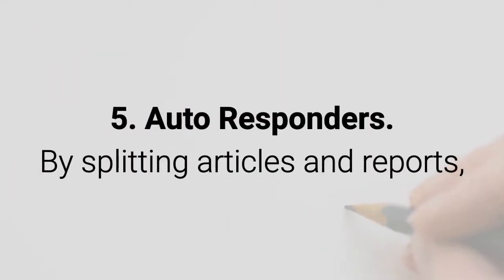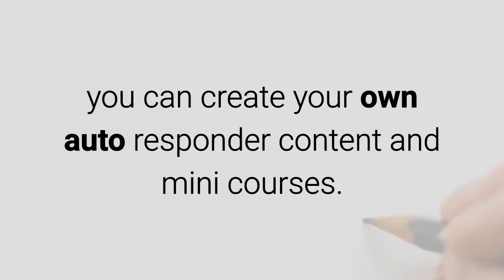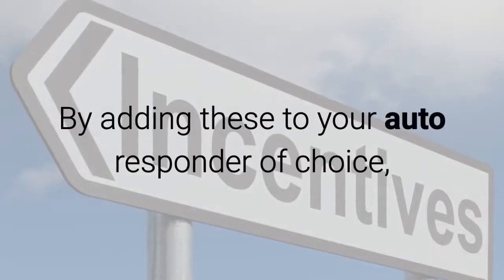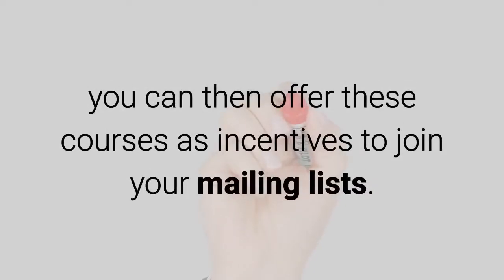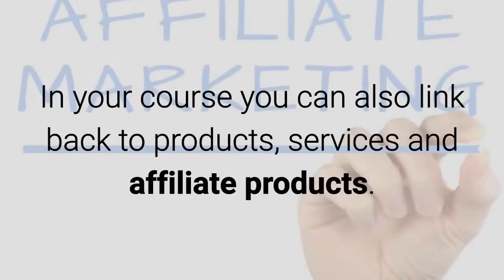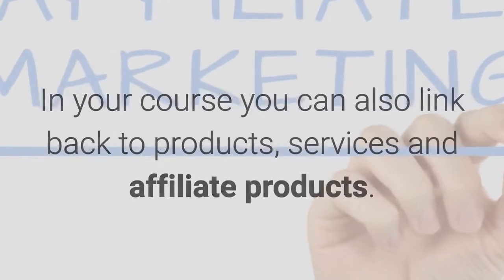5. Autoresponders. By splitting articles and reports, you can create your own autoresponder content and mini courses. By adding these to your autoresponder of choice, you can then offer these courses as incentives to join your mailing lists. In your course, you can also link back to products, services, and affiliate products.